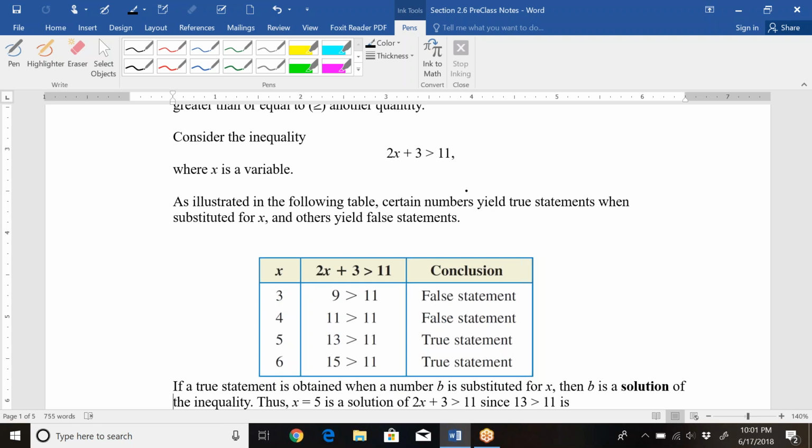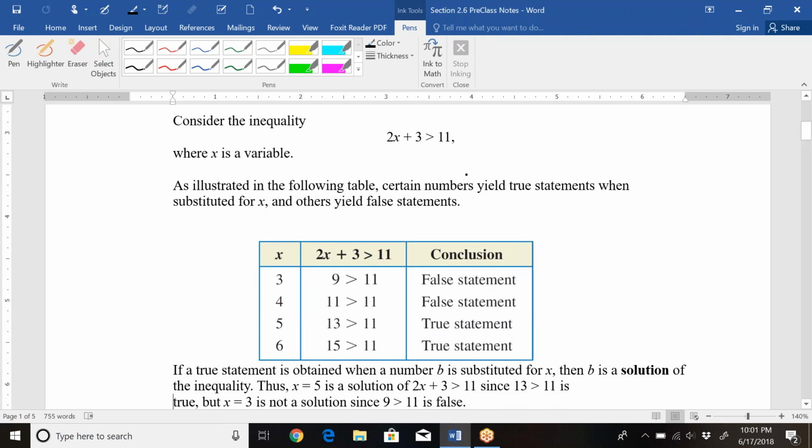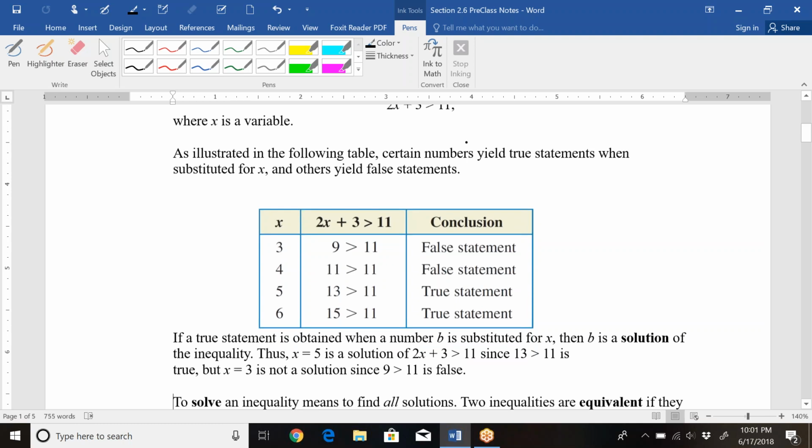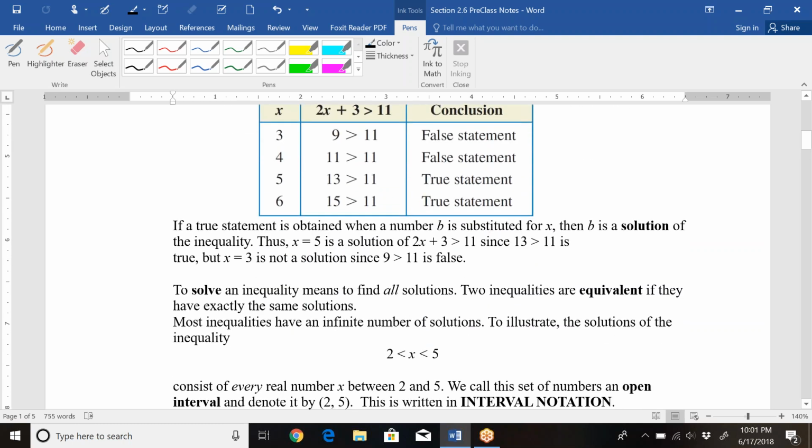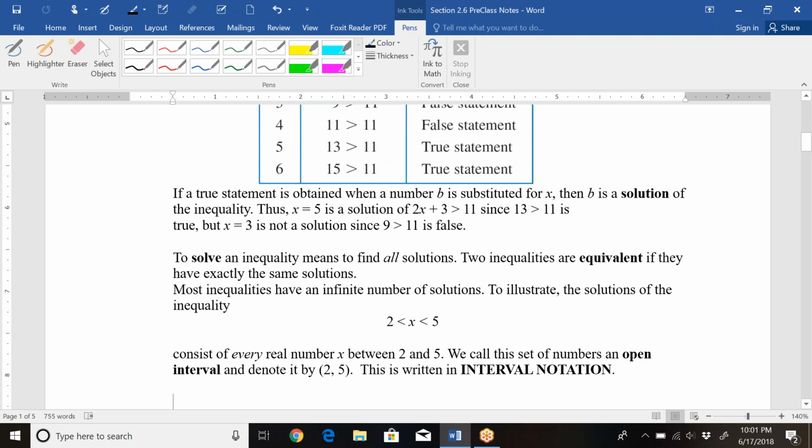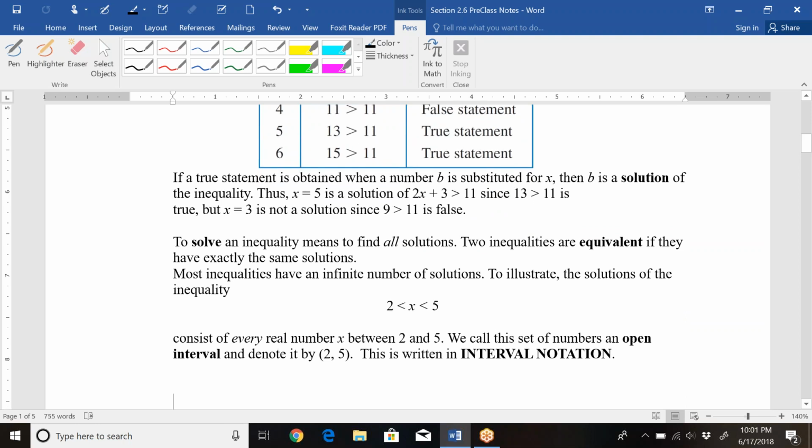But the thing to note is that in an inequality, any number that makes your inequality true is a solution to the inequality. So there's not going to be one single solution. There's going to be a group. In fact, it's usually going to be an infinite group because it's going to be a lot of numbers that make the inequality true. So to solve means to find all the solutions. And we know that two inequalities are equivalent if they have exactly the same solutions.